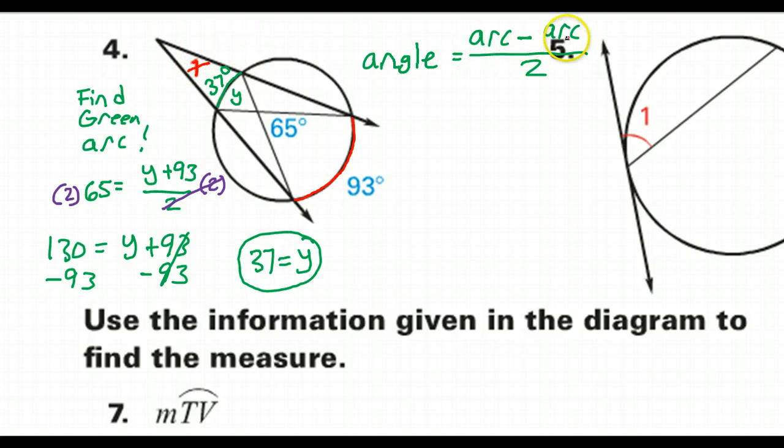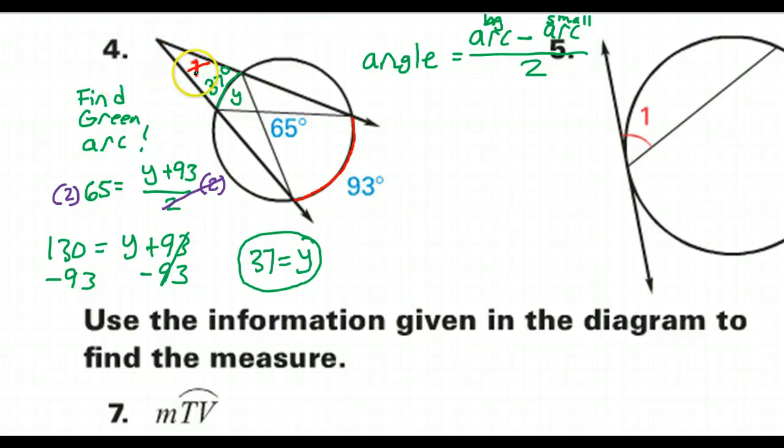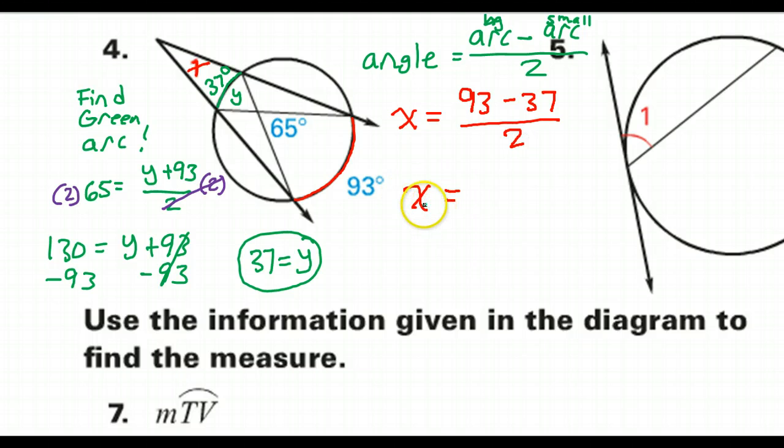All right, now that I'm doing the outer one, the angle is equal to arc minus arc divided by 2. And of course that has to be the big arc minus the small arc. Anyway, here we go. So this time the angle is x. So I'm going to do x equals big arc, shown here in red, minus the small arc, which is 37, we just found that, divided by 2. And that I can just put in my calculator. All right, this is 28 degrees.